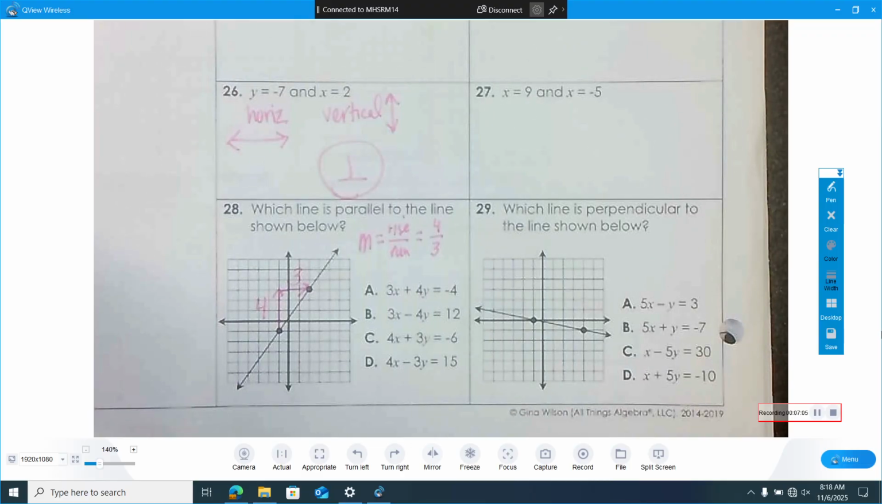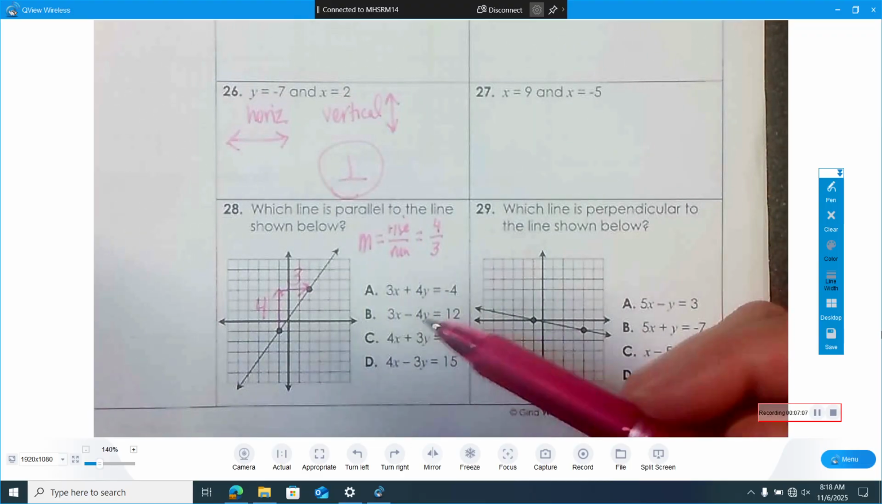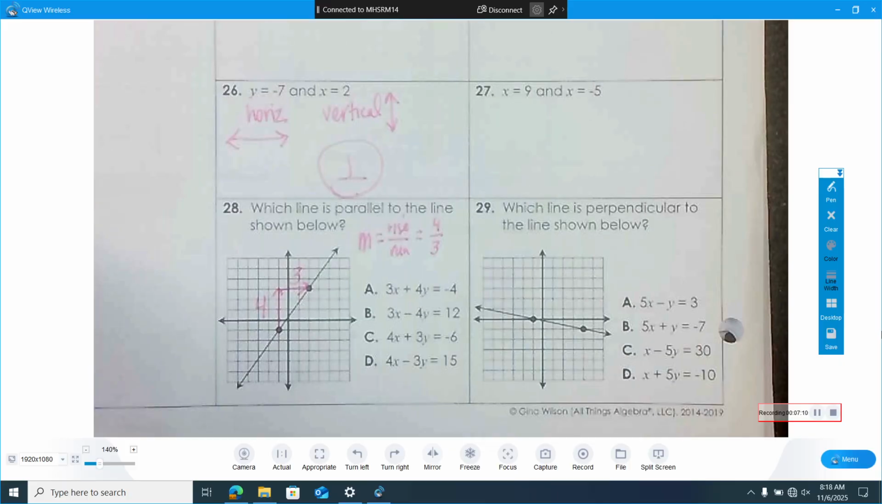So the slope of the line is 4/3. And why don't you take a second? What are you going to need to do with A, B, C, and D? Get y by itself? All right. Yeah, put them in y equals mx plus b. Why don't you think through that a little bit? I'm going to give you about 30 seconds. Go. Think through those.